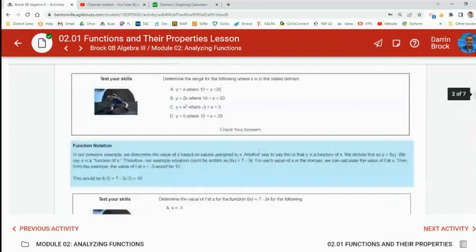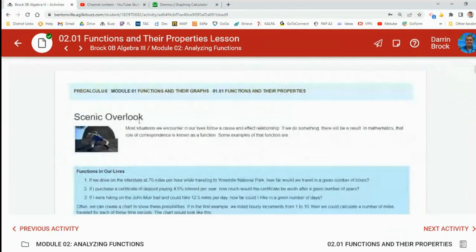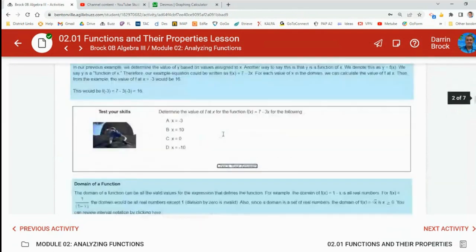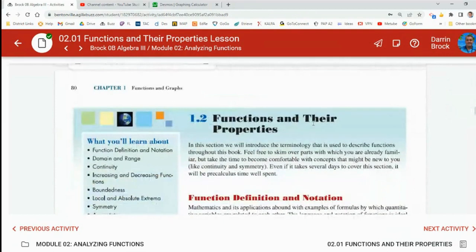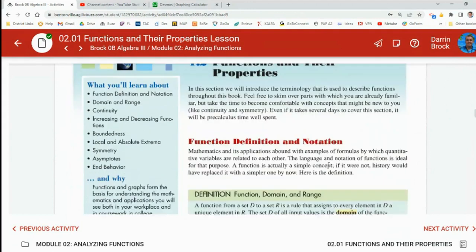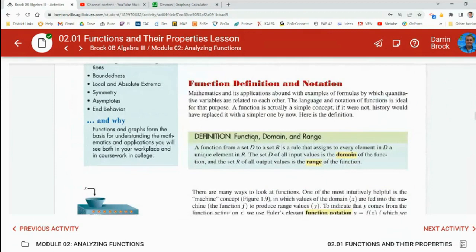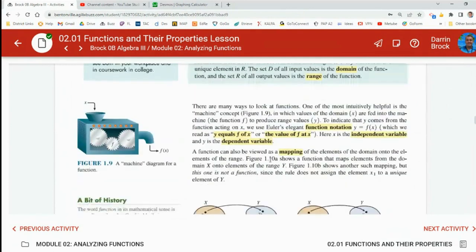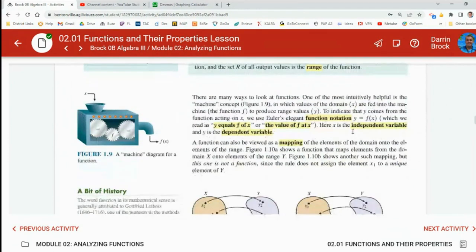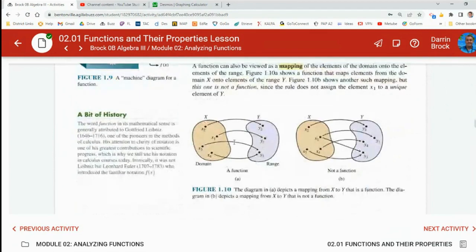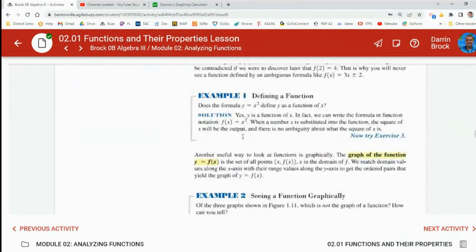Okay, this up here, this was the summary, the scenic overlook, the summary. When you get down to this part, this starts the actual lesson in more detail. So the top part is the summary. So this talks about it again in more detail. The domain, the range of a function. Every element has a unique element in the range. All right. Function notation. Y equals f of x. You can read this, a function, not a function, bit of history. You can read this information. I'm not going to read everything to you.